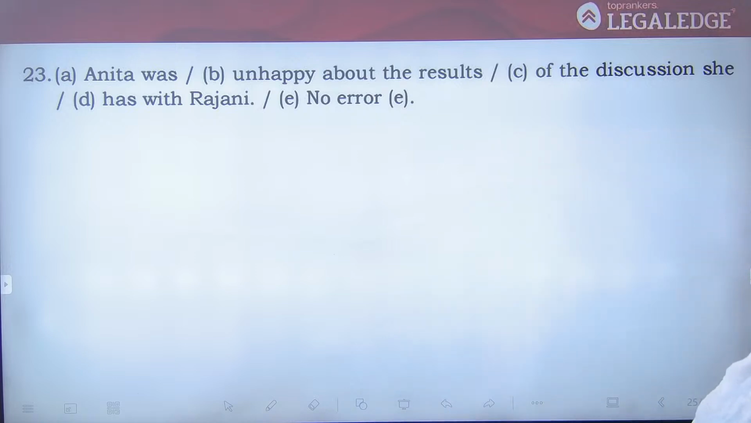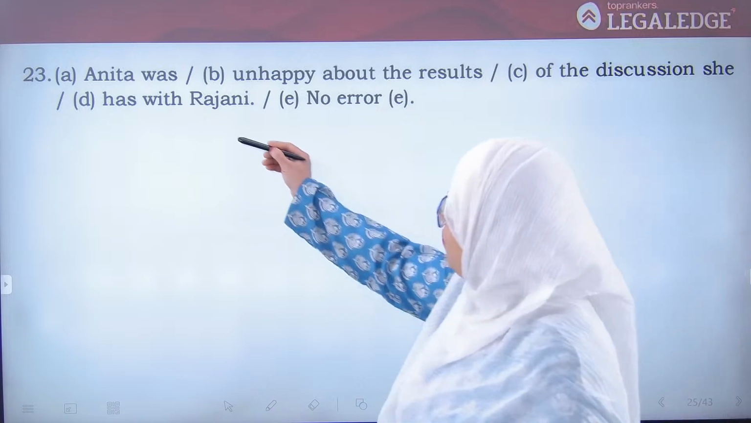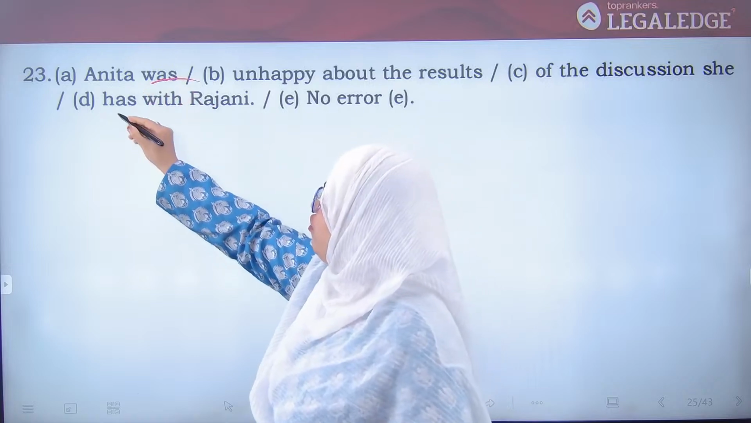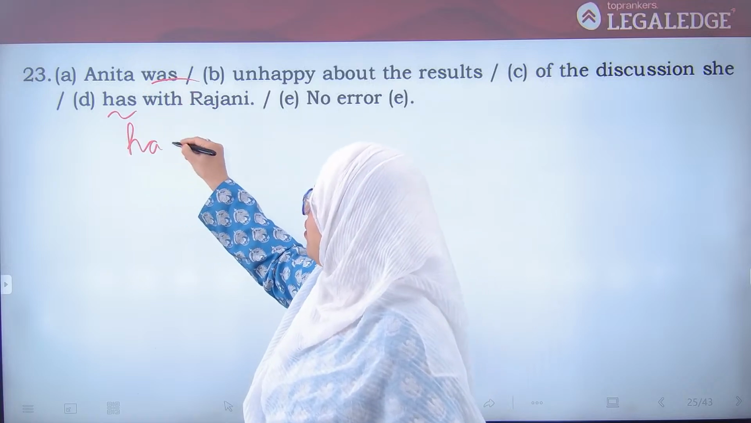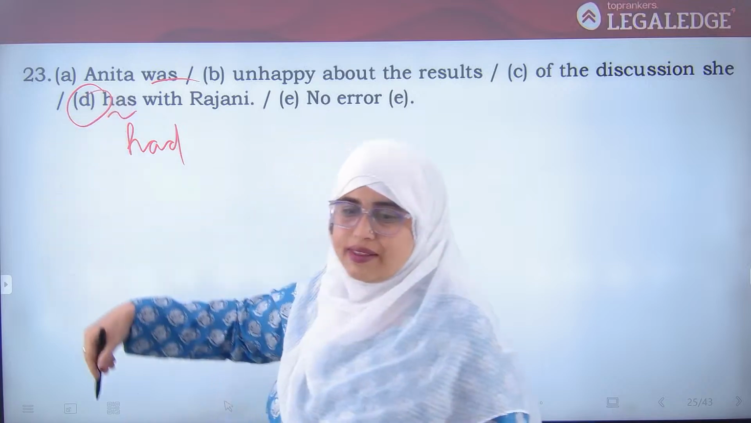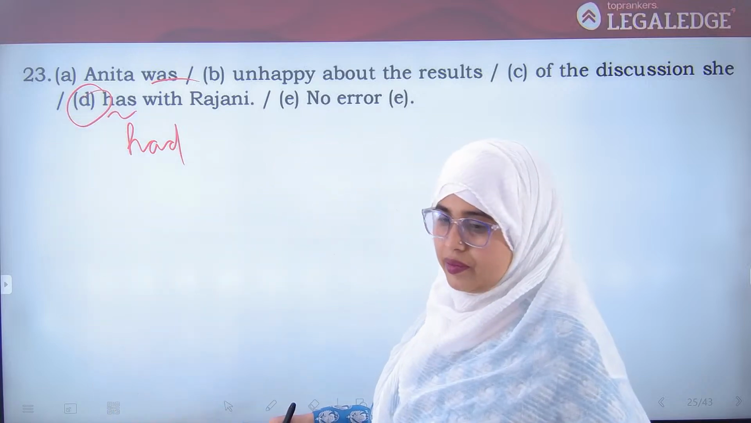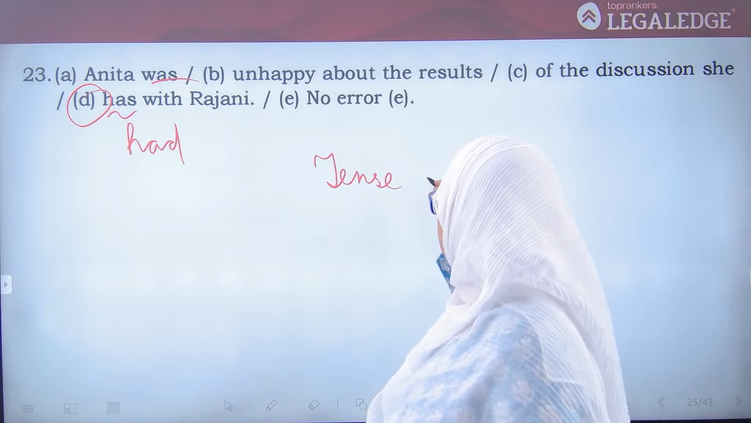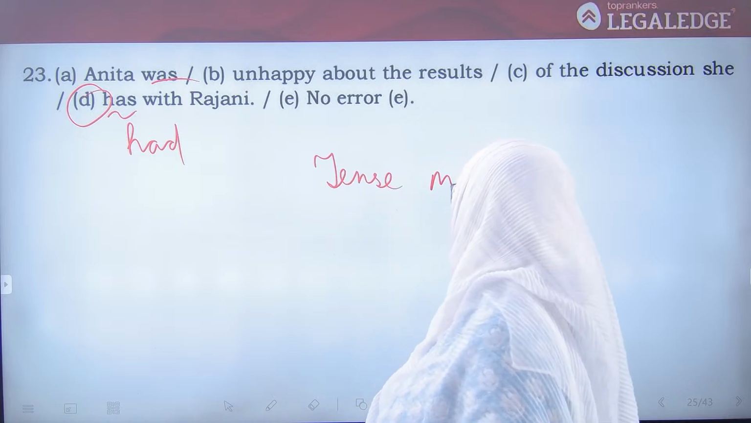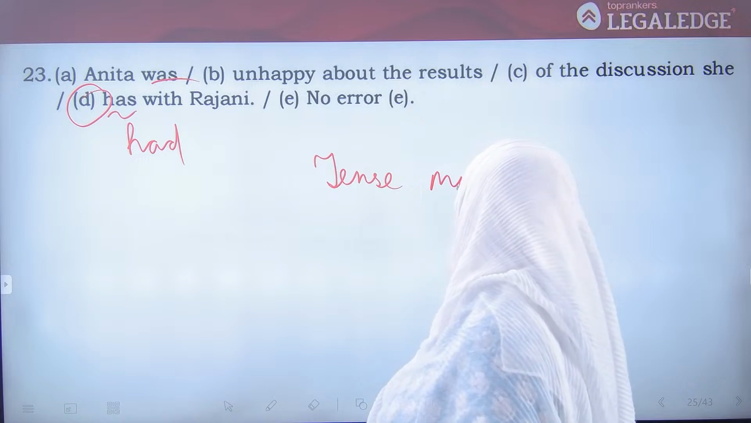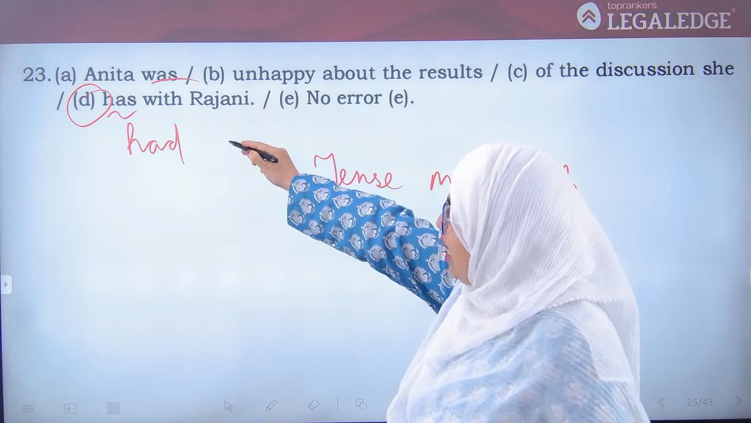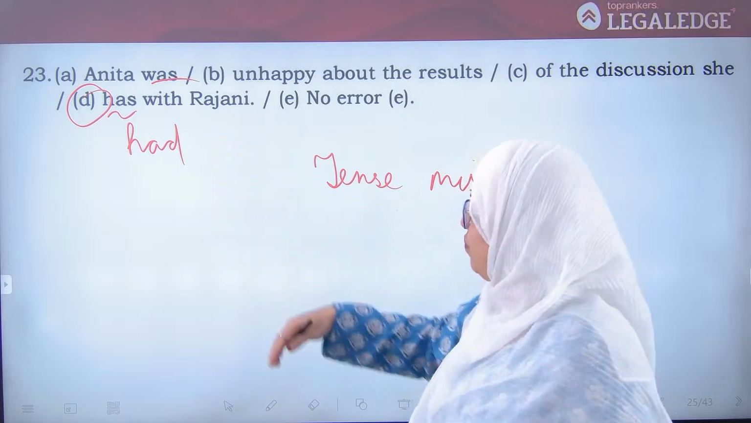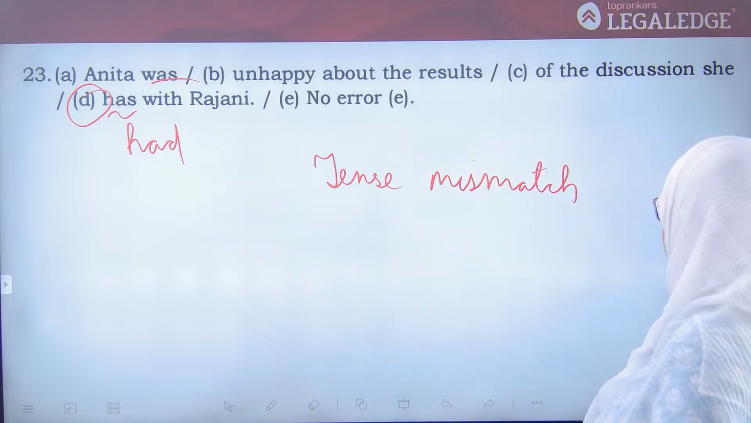All right. Anita was unhappy about the results of the discussion she had. यहाँ पे देखिए was था, तो instead of has, had होना चाहिए था. Erroneous part is D. All right. Tense mismatch. It was in past tense, so it has to be in past tense, in continuation. So she had with Rajni.